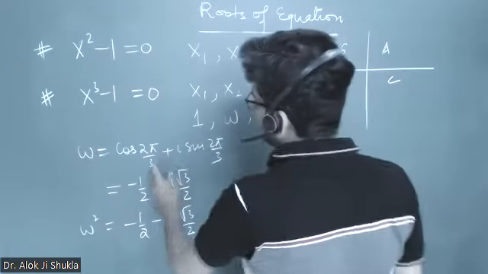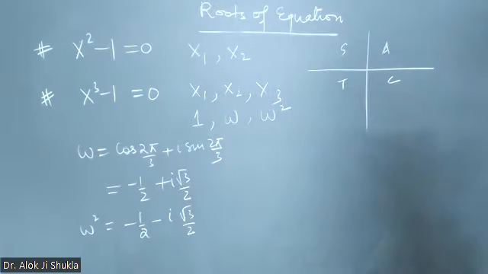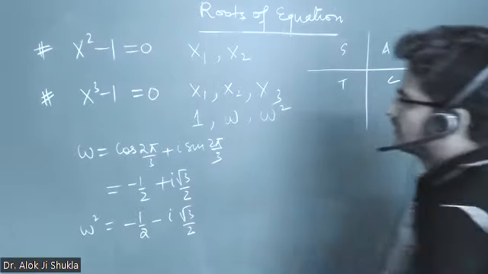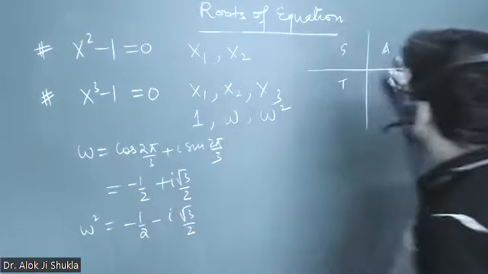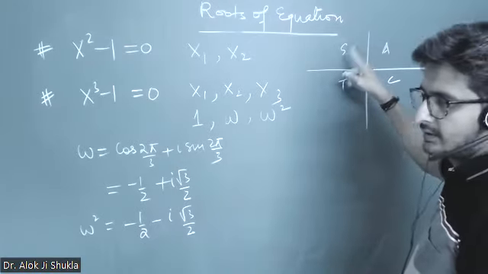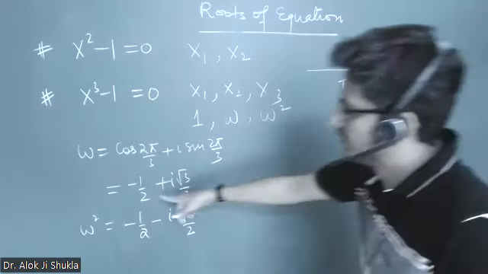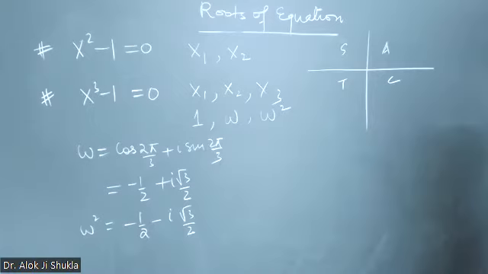So this is pi by 3. So what will it become? 120. Cos 120 will be cos 90 plus 30, which will go into the second quadrant. Cos is negative here, so it will become minus 1 by 2. And because sine is positive there, it will become root 3 by 2. Correct?